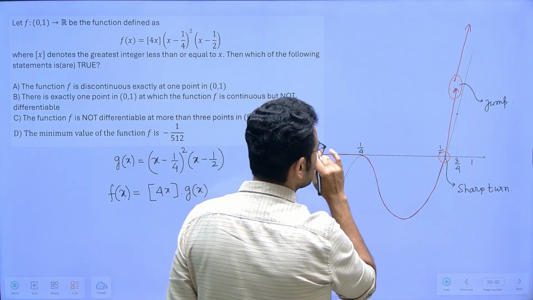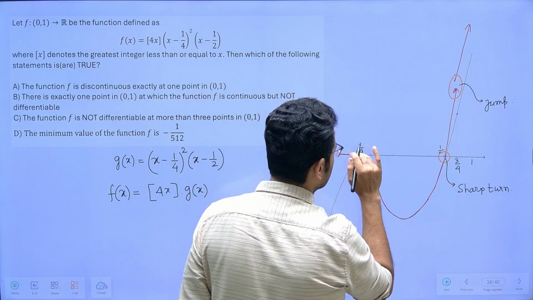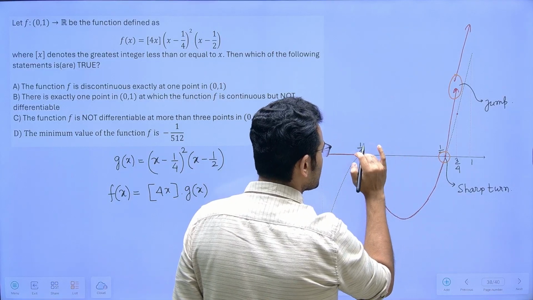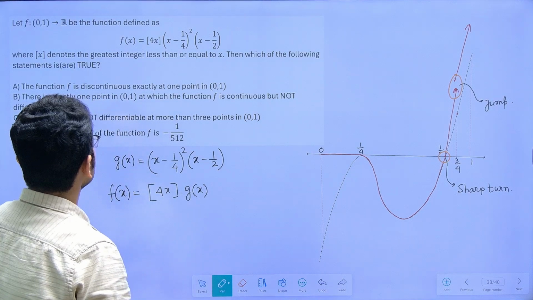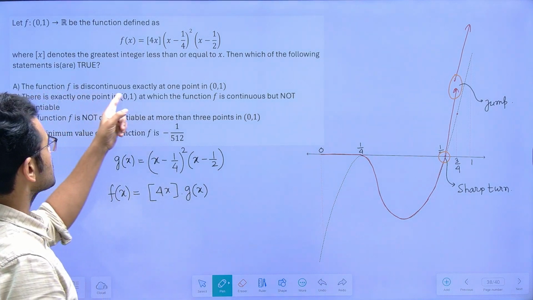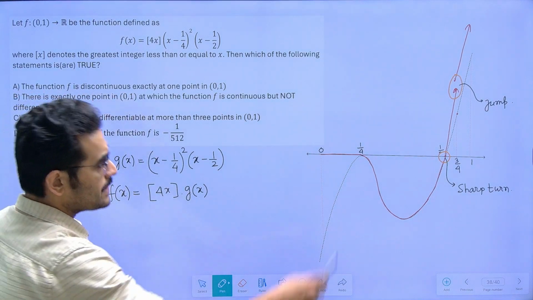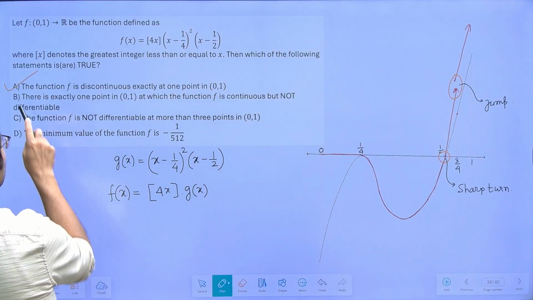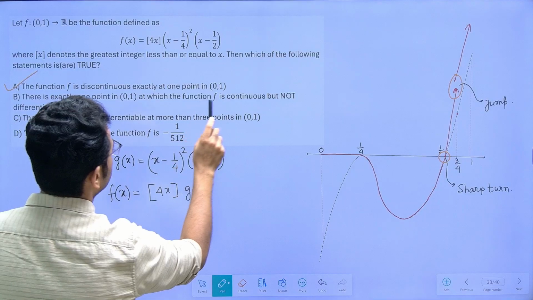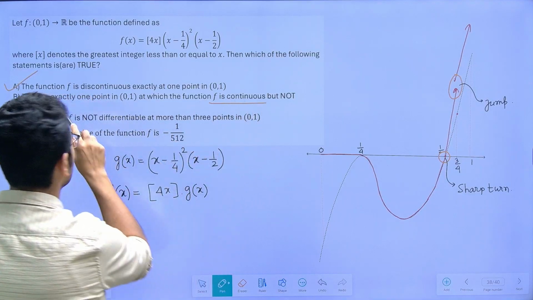Here this is a smooth graph. Here the slope from the left hand side is 0 and the slope from the right hand side is also 0. So this is the smooth point. So if we come to the first option, the function f is discontinuous exactly at 1 point. Yes, the function is discontinuous here at 1 point. So that is correct.